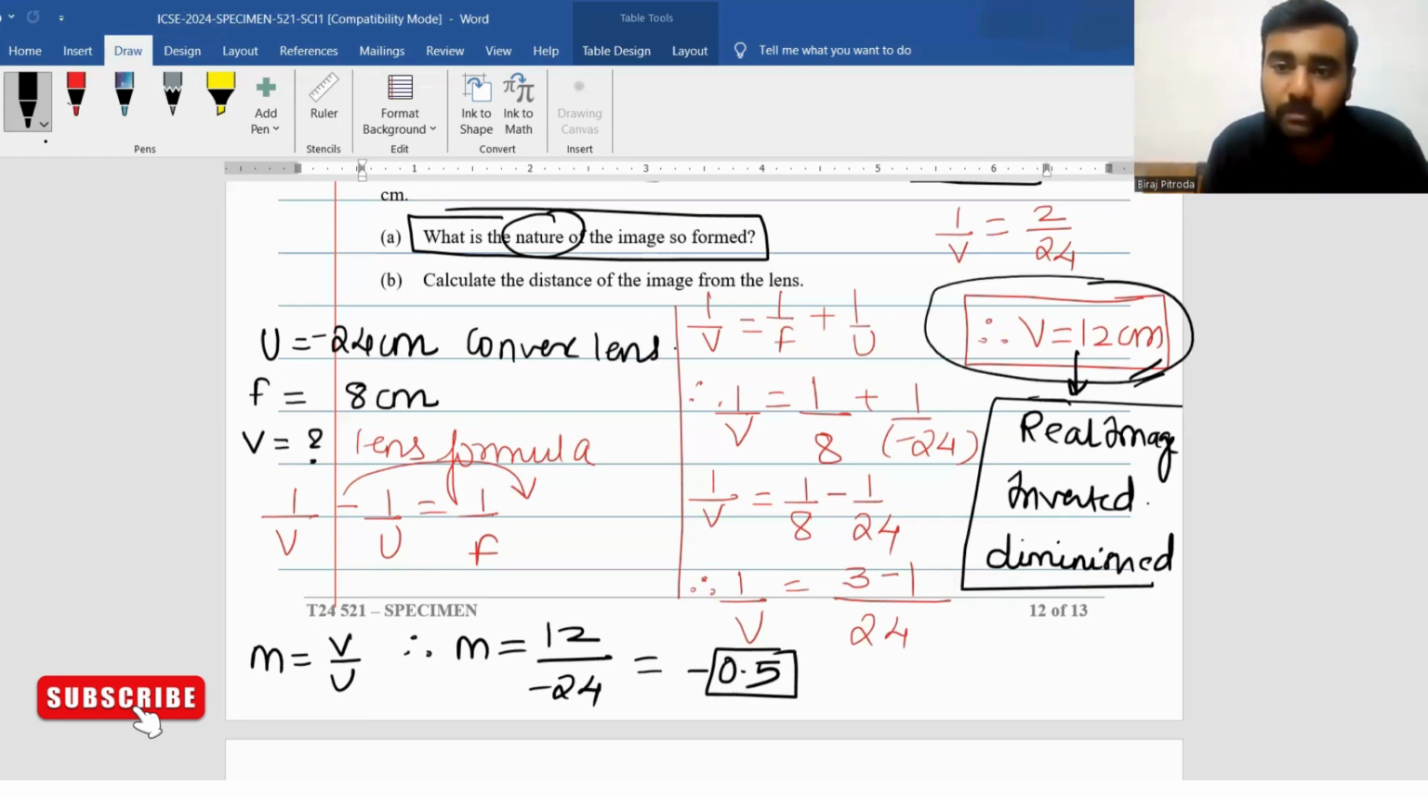And the image is formed at a distance of 12 centimeter from the lens. Was it simple? Was it easy for us to understand? So this was your entire question for 3 marks.